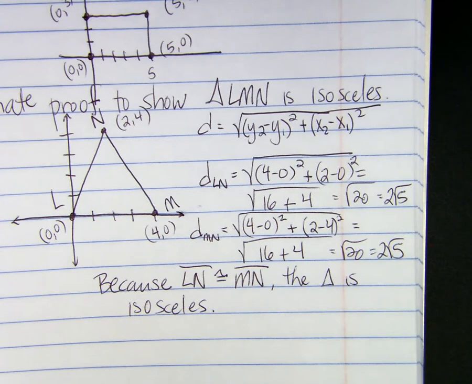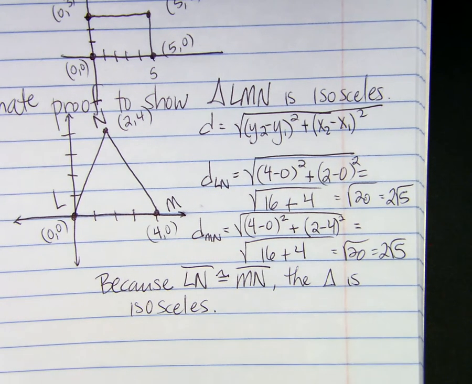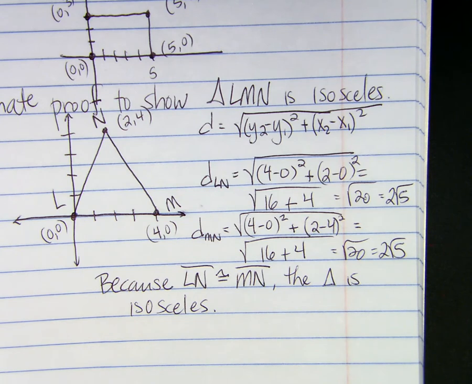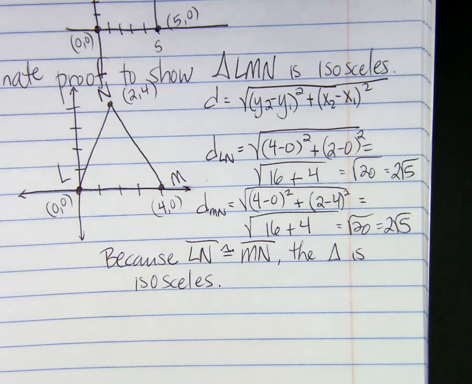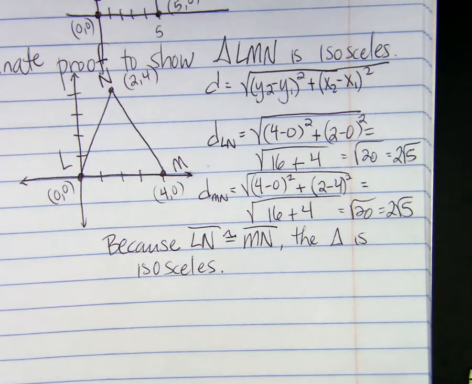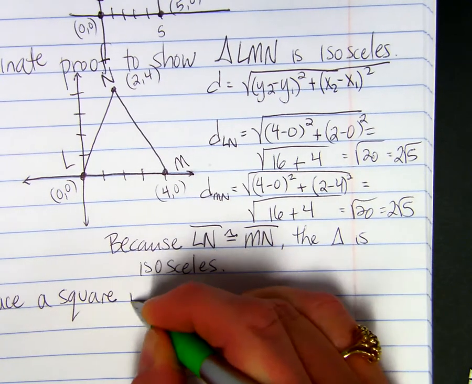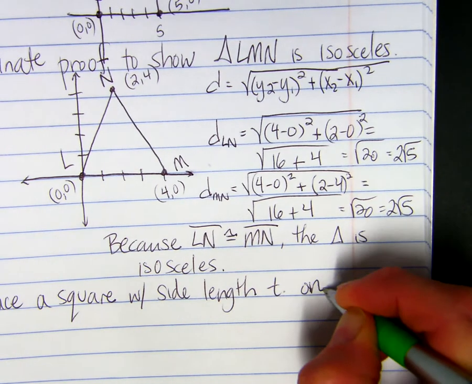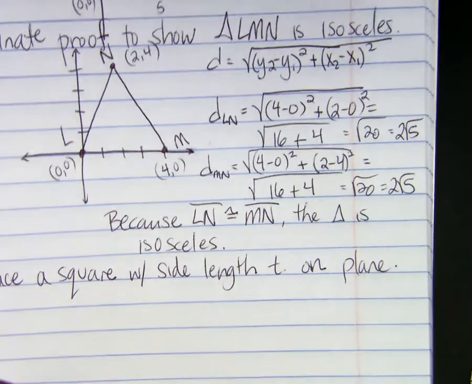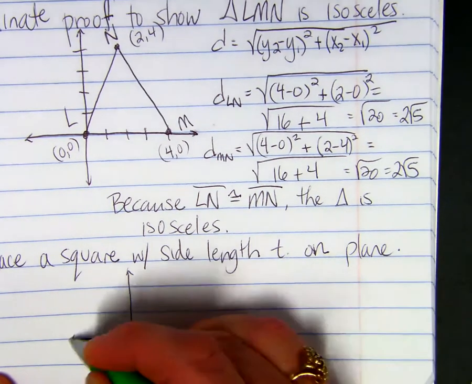Sometimes you're asked to draw a picture on a coordinate plane and they don't give you the vertices, they give you a variable. So for instance, place a square with side length t on the coordinate plane. So again, you're going to use the hint. So let's do this example. Place a square with side length t on a coordinate plane. So to do that, you're going to want to put one vertex at 0, 0.